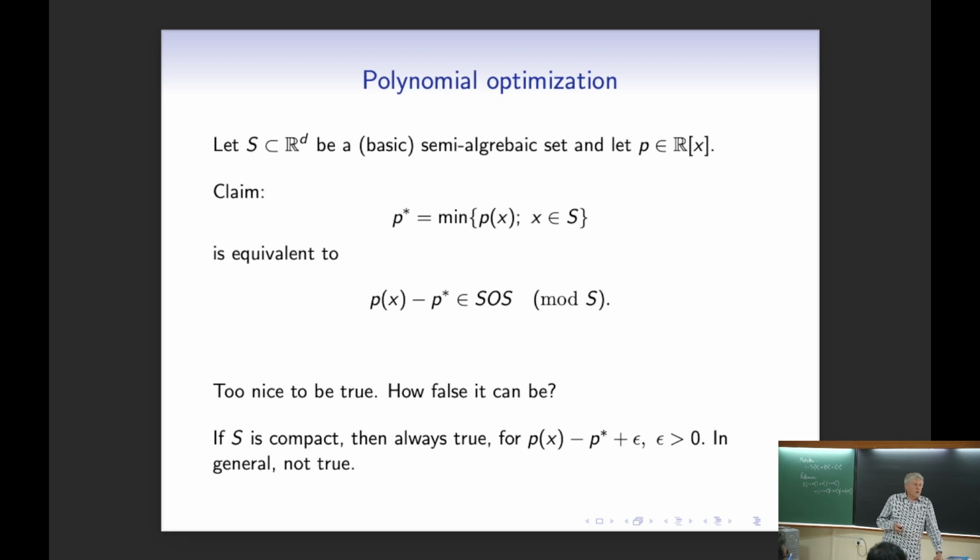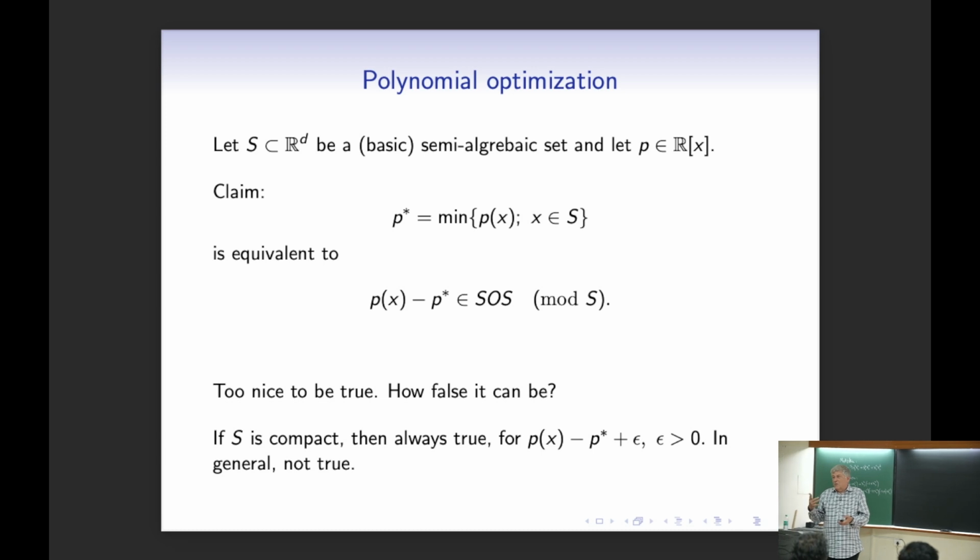a polynomial function on a semi-algebraic set. So you have some constraints. You have a quarter of a disk. You have a polynomial. How do you find the minimum? Of course, you have Lagrange multipliers. You have convexity properties, but beyond. And the observation is with what we mentioned before.